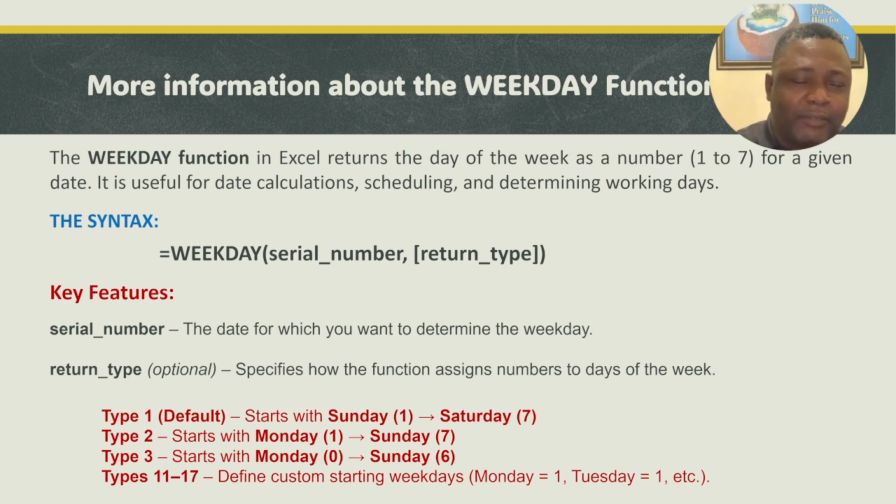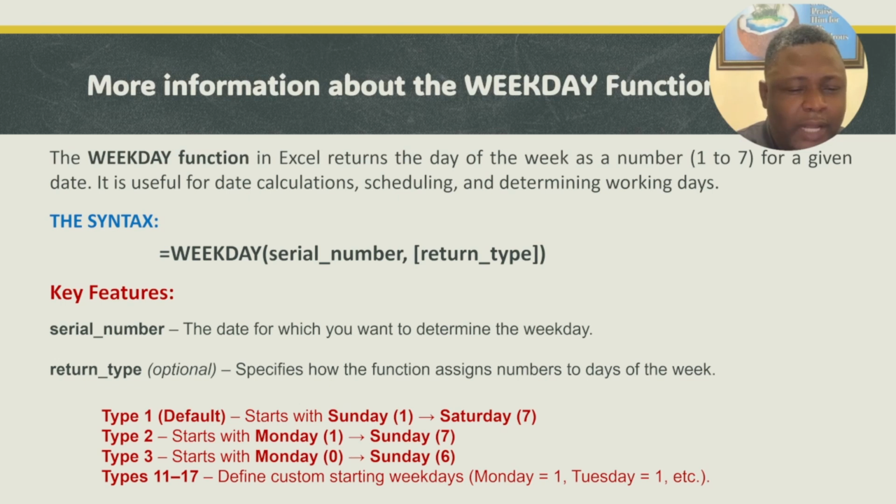The syntax for the weekday function is the date, which is the serial number, and then your return type. If you leave the return type at the default, that is, if you don't put any value, it stays at the default value. The default value is 1, and that means your weekday starts from Sunday and runs down to Saturday. So if it gives you 7, it means Saturday is 7.